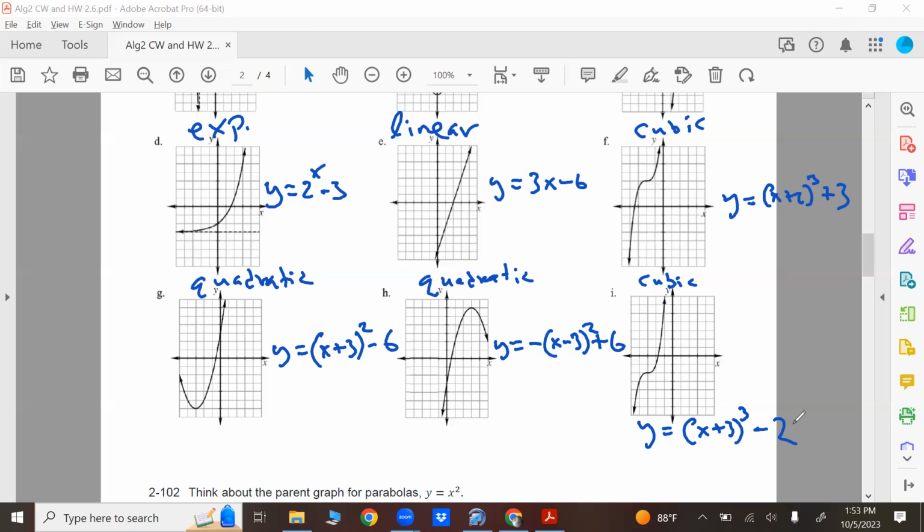I know you're going to overthink it because we've been talking about shifting graphs, but the slope is 3 if you count it. Line stuff, minus 6, just look at it. So for the cubic, I went 2 left, 3 up, there we go. And I went 3 left, 2 down, there you go.